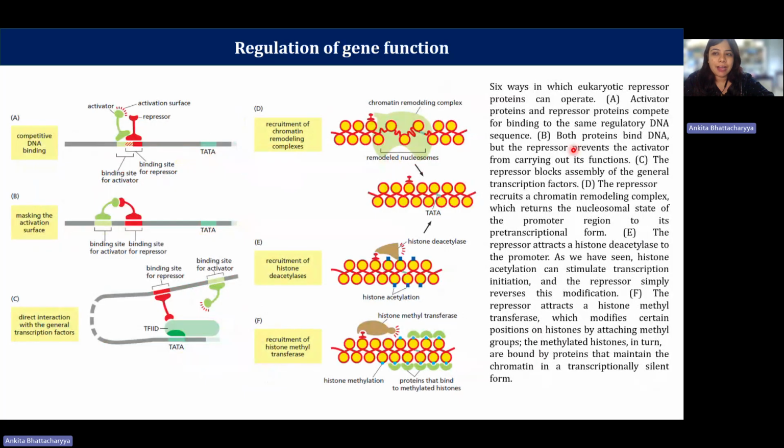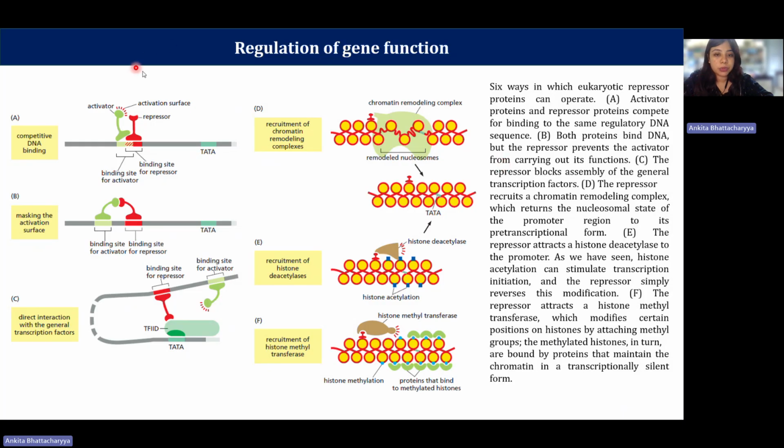Then we have different repressor proteins also doing their job. So repressor proteins can work in multiple ways. Either they can competitively bind to the same site as the activator and prevent the transcription of the gene. They can mask the surface to which other downstream activators are able to bind. Then you can have direct interaction with other general transcription factors, preventing transcription from proceeding, like you can see here. Sometimes it can recruit chromatin remodelers, which will wrap up or remodel nucleosomes and not allow transcription to proceed.